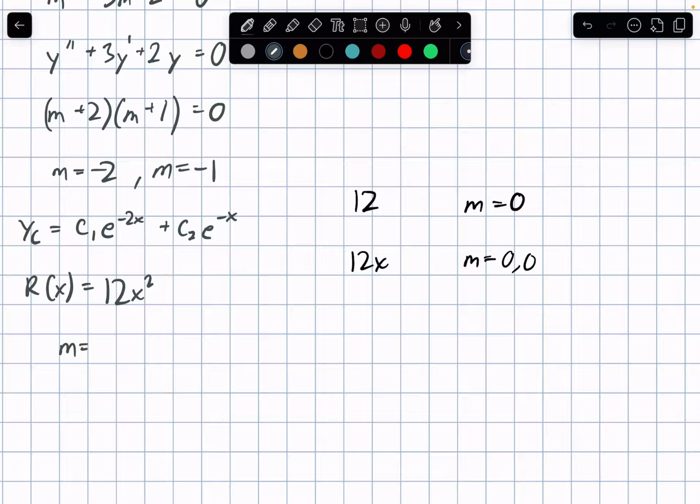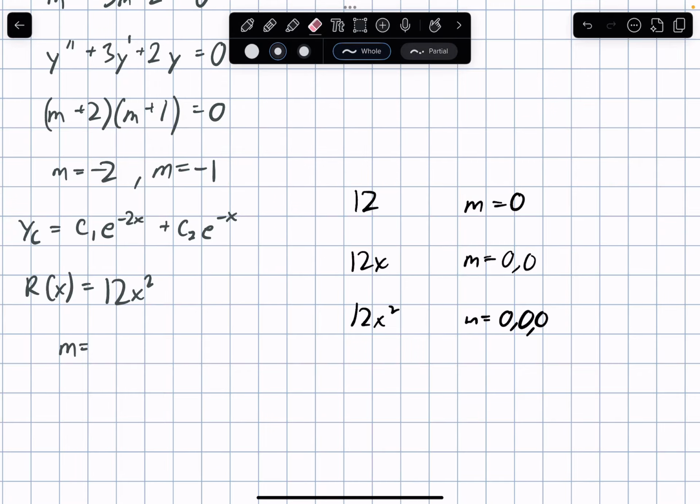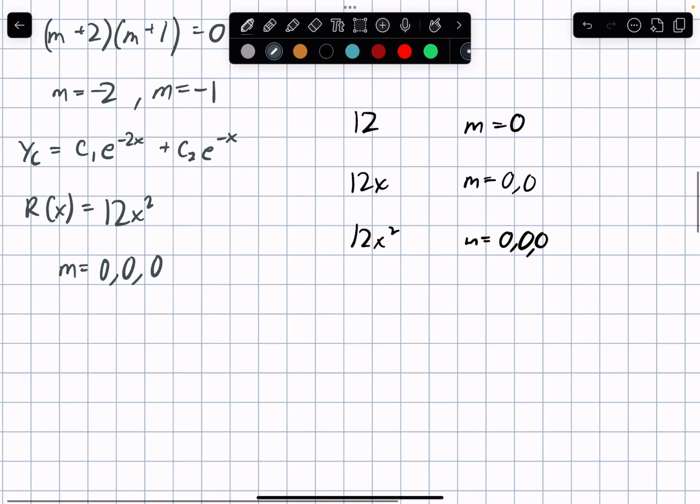Right now, we have 12x squared. I think you can already see the pattern, no? 12x squared, the roots will be 3 zeros. So let's do exactly that. We have 3 roots for r of x. Now let's write our y sub p.